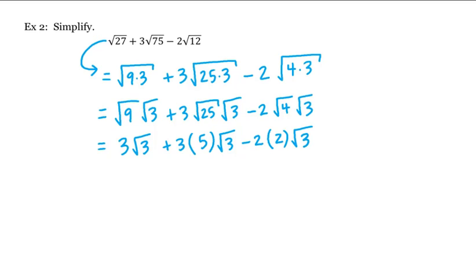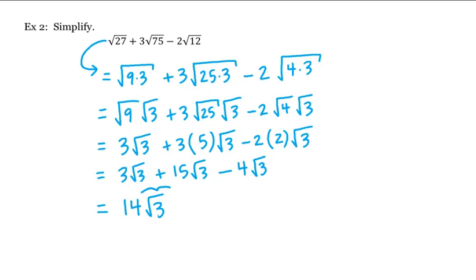the square root of 3, which is equal to 3 times the square root of 3, and then plus 15 times the square root of 3, and minus 4 times the square root of 3. Again, we can combine these. We have 3 square root of 3 plus 15 square root of 3, which is 18 square root of 3, minus 4 square root of 3. So we're left with 14 square root of 3, which would be our answer.